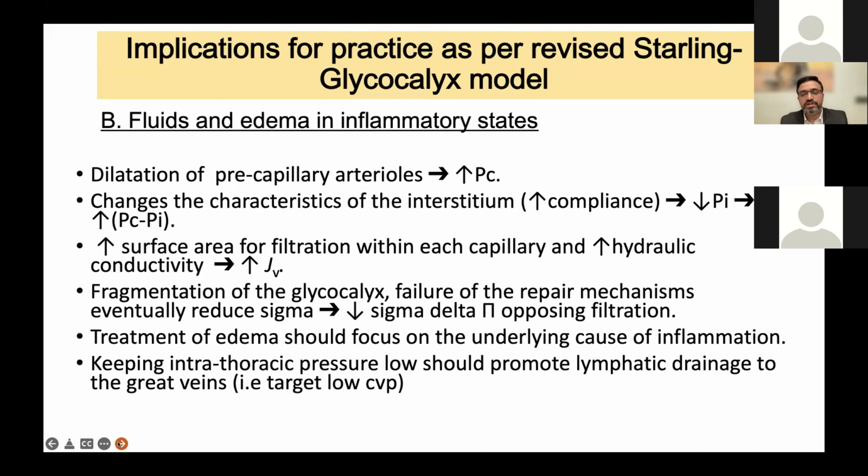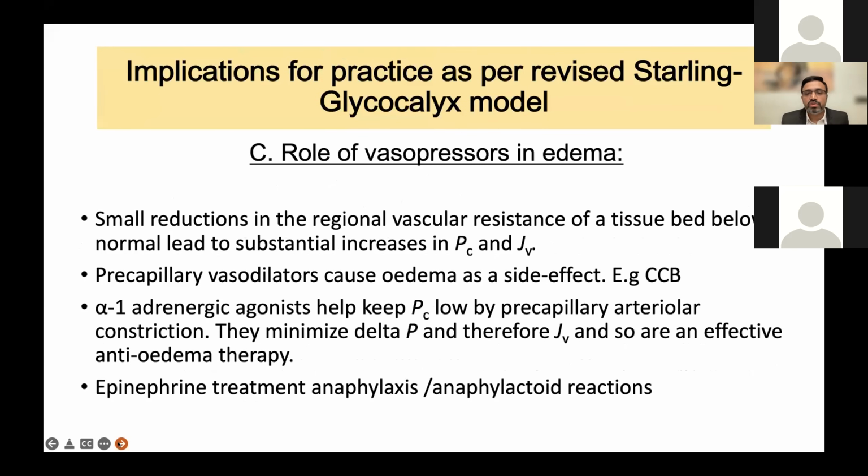Hence, the inflammatory state per se will totally spoil the entire picture by increasing the hydrostatic pressure, decreasing the capillary oncotic pressure, and increasing the interstitial oncotic pressure. So the net movement of fluid becomes outwards. The idea to reduce edema should be to keep the intrathoracic pressure, or the CVP, low, because ultimately all the fluid is going to be cleared by lymphatics. So if you want the lymphatics to return fluid to the great veins, you need to keep a lower pressure in the intrathoracic cavity so that there is a return of flow from the extremities towards the center.